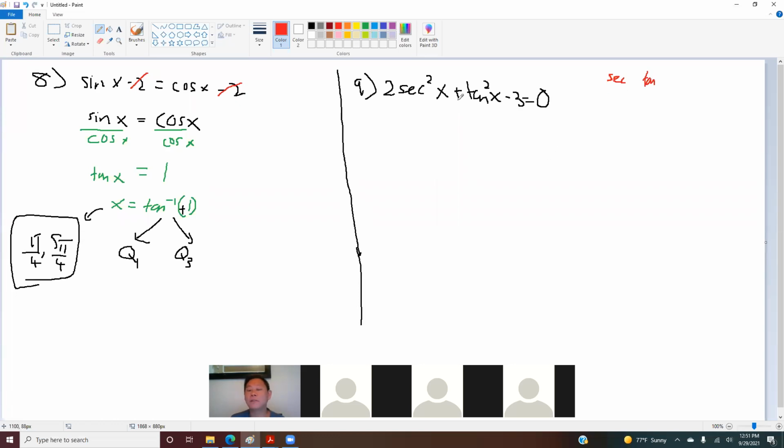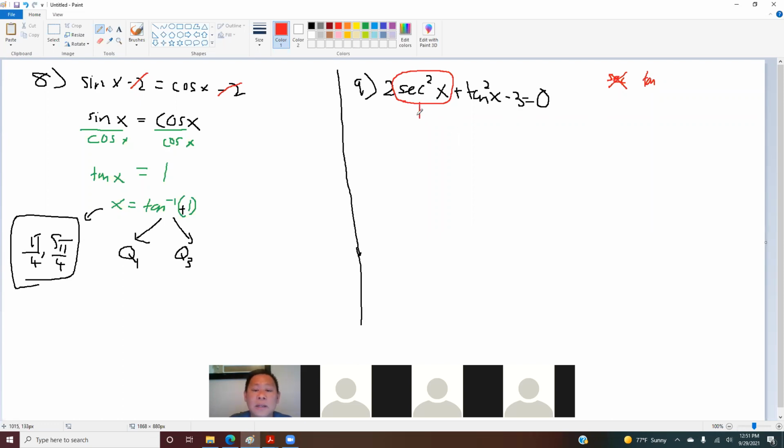Because they're all squares here, you know what to do. So pick one variable. My choice is to put it all in tangent. The reason is that we've got the unit circle, which is always sine, cosine, and tangent. If you use secant, cosecant, cotangent, then you have to flip-flop it, which is just extra work. So I'll just pick everything in tangent.